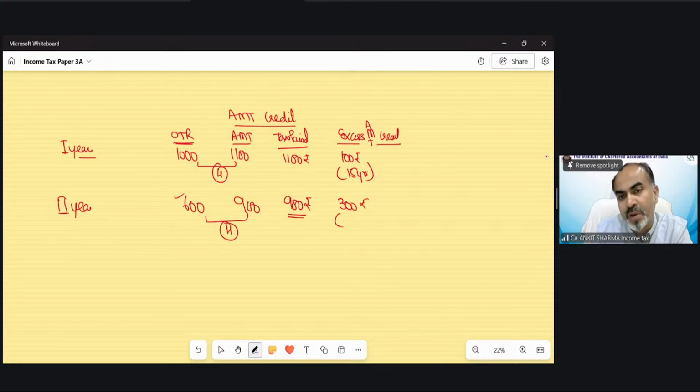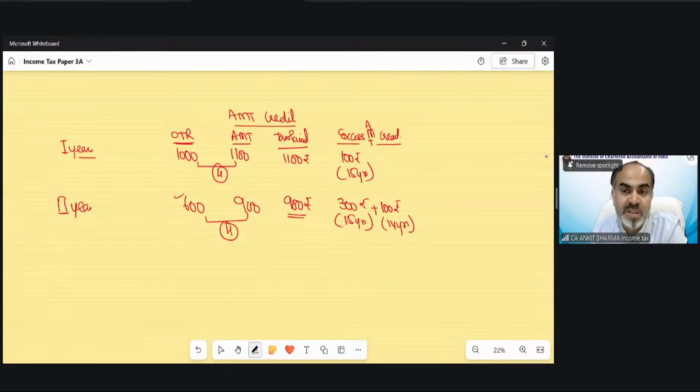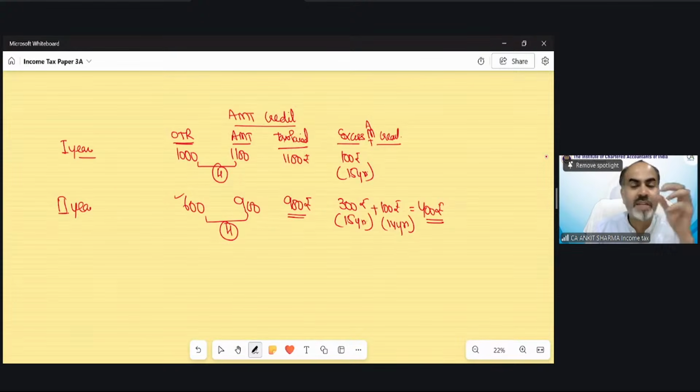This credit could be utilized for the next 15 years, and the 100 rupees credit from last year has a remaining time period of 14 years. The credit of 100 rupees can now be utilized for the next 14 years. So the total credit you have is 400 rupees, out of which 300 has an expiry of 15 years, and 100 has an expiry of now 14 years.